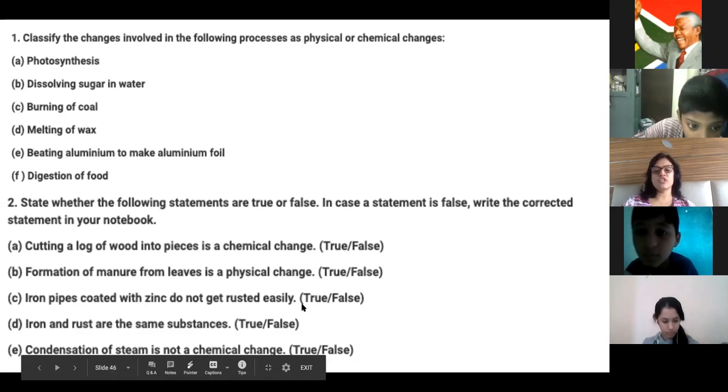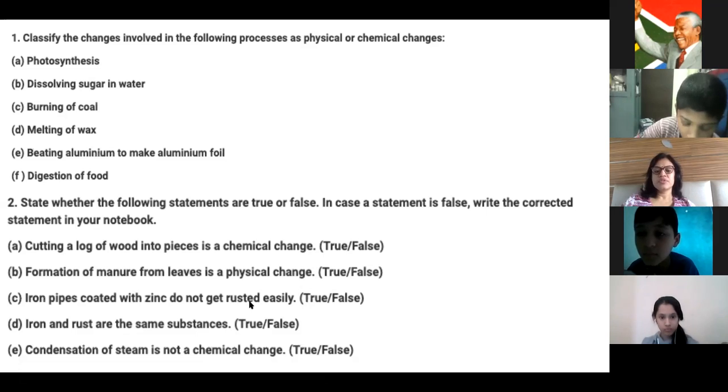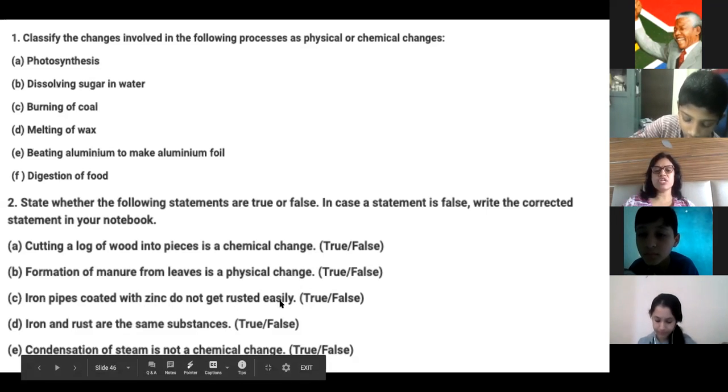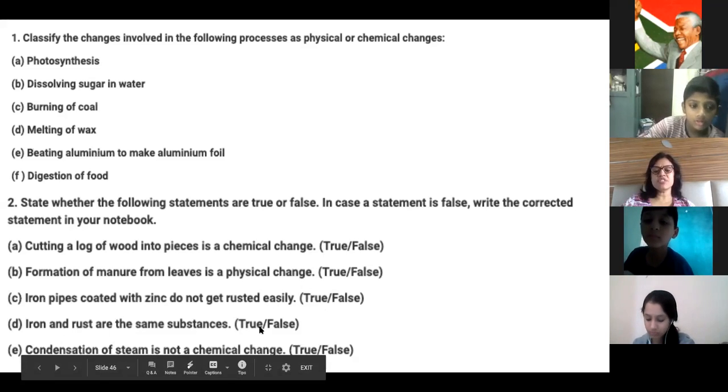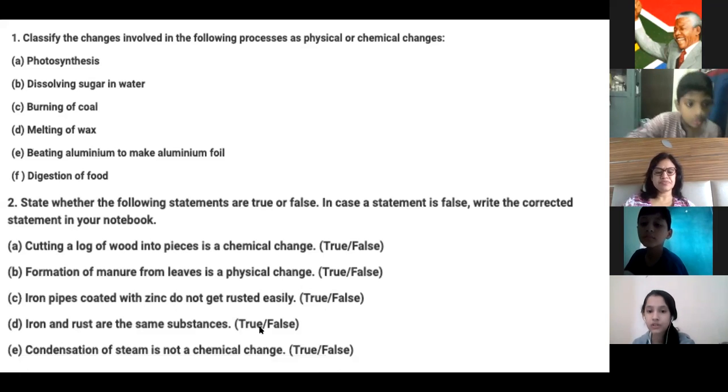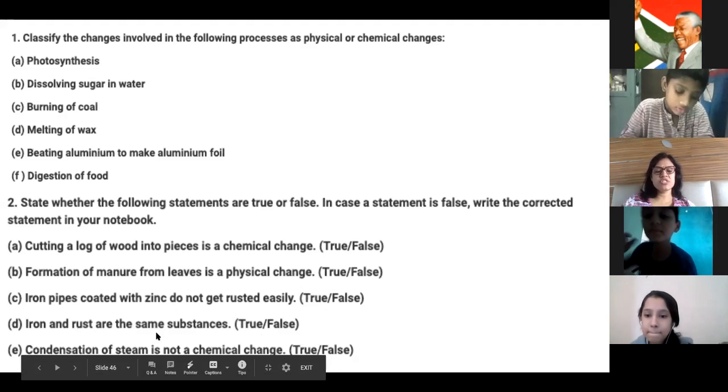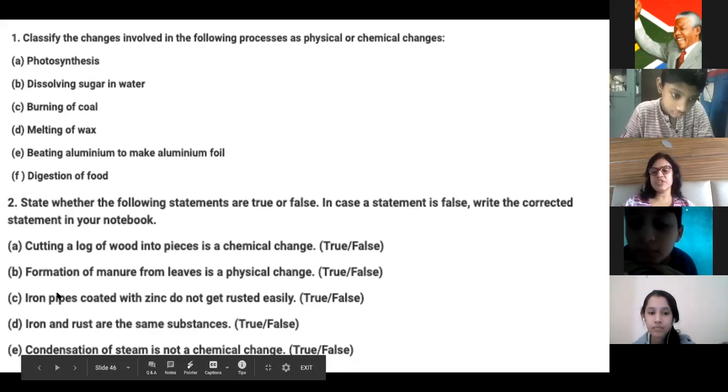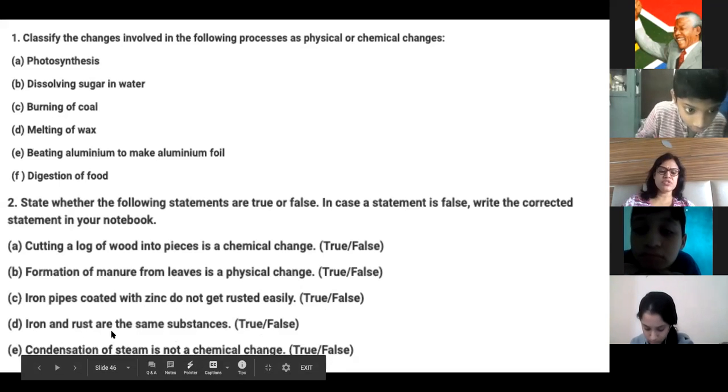Is it true or false? True, ma'am. It is called galvanization. Covering of iron with zinc is called galvanization. Iron and rust are the same substance, true or false? False, because they are different substances. Iron when it reacts with oxygen and water forms rust.